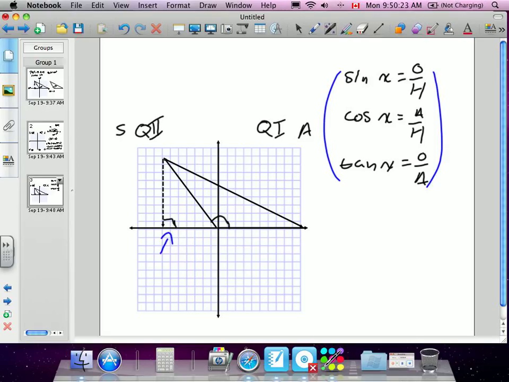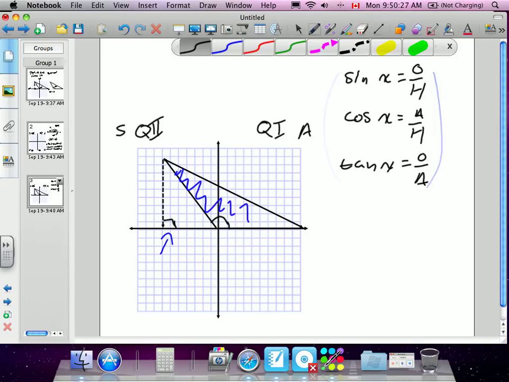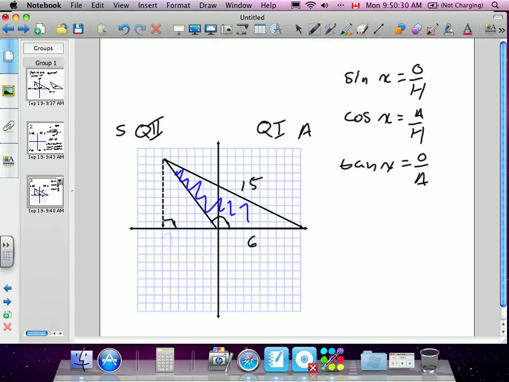I would not be able to use those ratios on this. So if I had, say, a measurement of 15 and 6, and I needed to find out this angle here, I can't use these ratios because this is not a right angle triangle. These ratios only work on right angle triangles. That's why we set up this right angle triangle here in order to solve for the obtuse angle of this triangle.